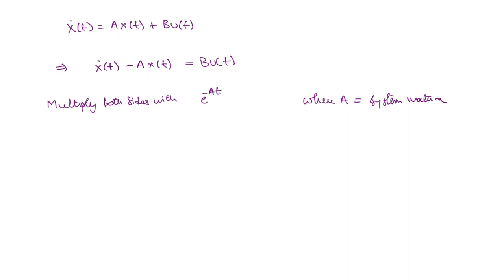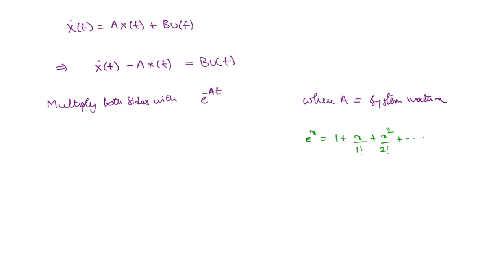Now you might get a doubt: how do we put a matrix as the power of something? We know that e to the power x can be expanded as 1 plus x by 1 factorial plus x square by 2 factorial plus so on, an infinite series, right? So that is what we are going to do here. Instead of the normal power, you are having a matrix.